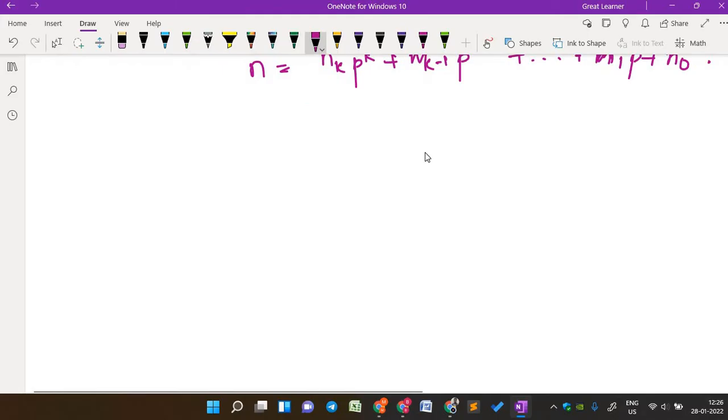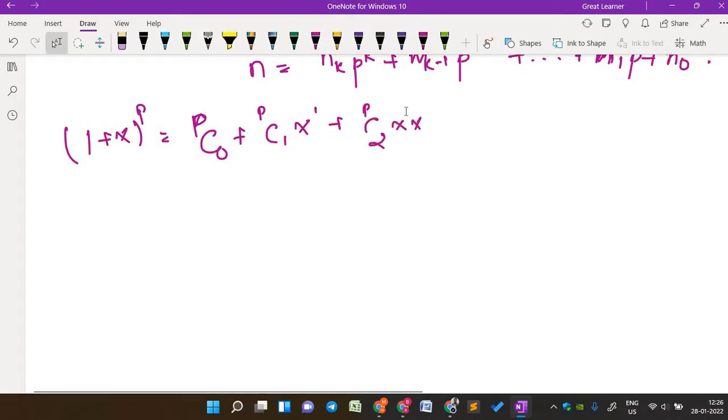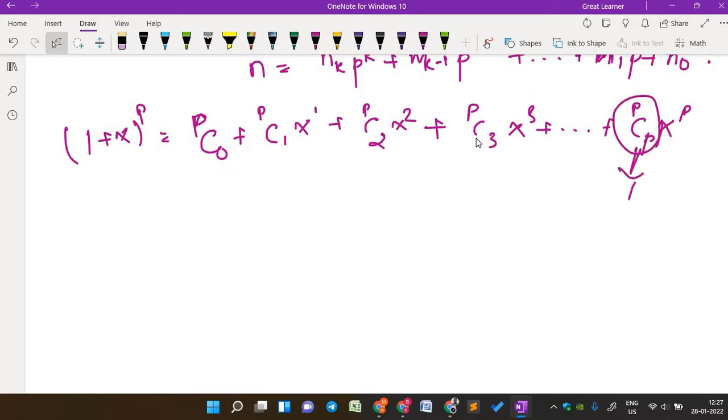So we know that (1 + x) whole raised to p, we can write as pc0 plus pc1 x raised to 1 plus pc2 x raised to 2 plus pc3 x raised to 3 plus, up to pcp x raised to p, right? That is basically 1, and this is also 1. So basically you can find this term and the last term without p.